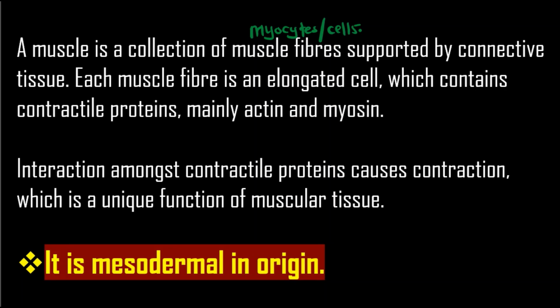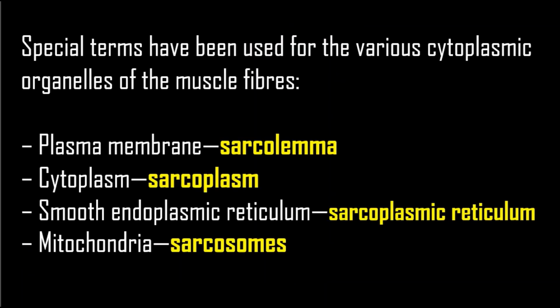Each muscle fiber is an elongated cell which contains contractile proteins, mainly actin and myosin. These two, actin and myosin, we're going to look at when we zoom in on the myofilaments that make up the muscle fibers. So interaction amongst contractile proteins causes contraction, which is a unique function of muscular tissue. Now, when we look at it embryologically, muscle tissue comes from the mesoderm of the embryo. So it is mesodermal in origin.